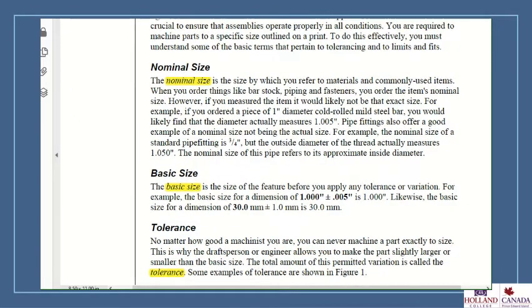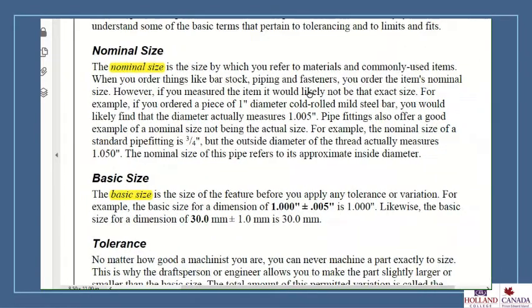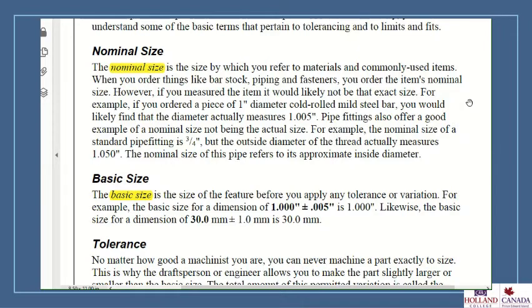Nominal size. Nominal size is the size by which you refer to materials and commonly used items. When you order things like bars, stock, piping, and fasteners, you order the item's nominal size. However, if you measured the item, it would likely not be that exact size. For example, if you ordered a piece of 1-inch diameter cold rolled mild steel bar, you would likely find that the diameter actually measures 1.005 inches.